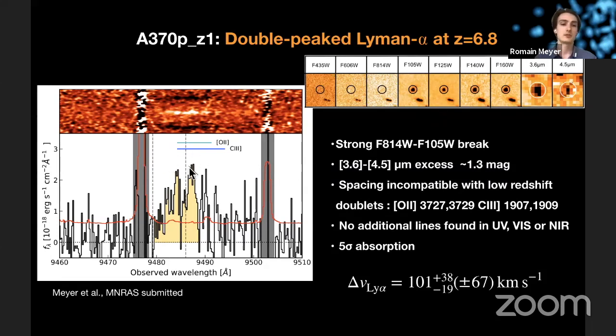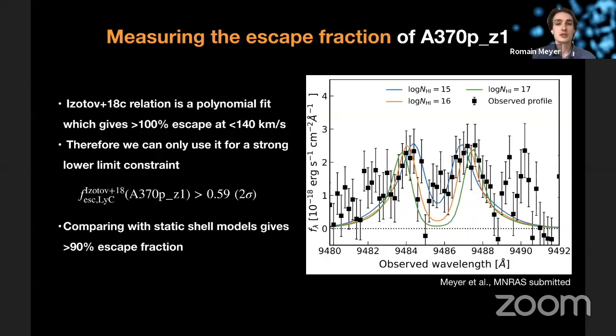The peak separation is actually way too large compared to low redshift doublets, so it cannot be this. And we have no additional lines, so we're pretty confident. This is double-peak Lyman-alpha at 6.8, and the velocity separation is 100. So with a velocity separation of 100, what is the escape fraction? Well, the problem is that the low redshift relation from Izotov et al. basically overshoots in that regime, so we can only have a strong lower limit constraint using that. And the constraint is very strong. It's greater than 59% at 2 sigma.